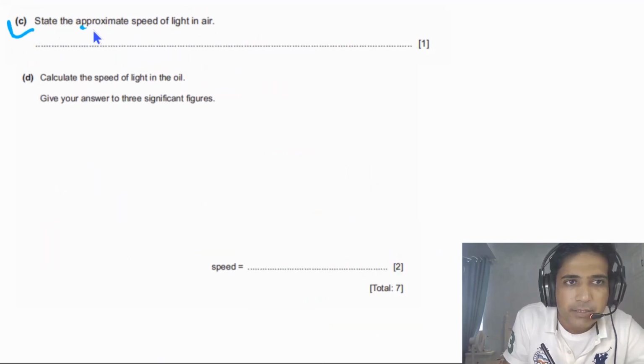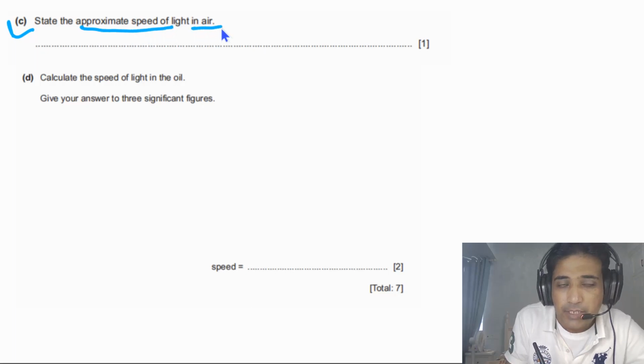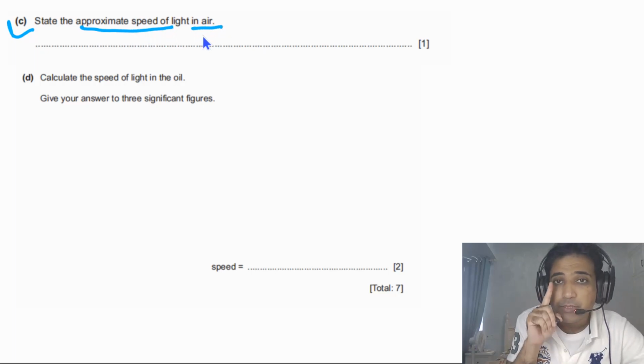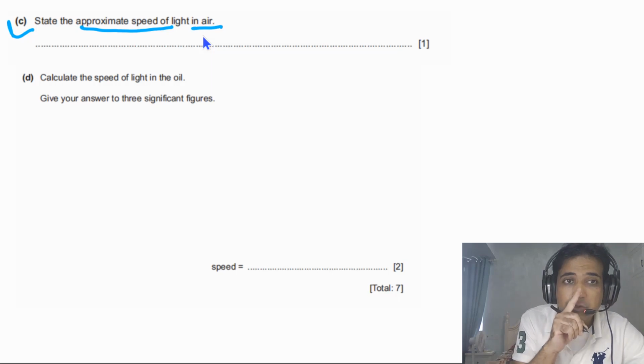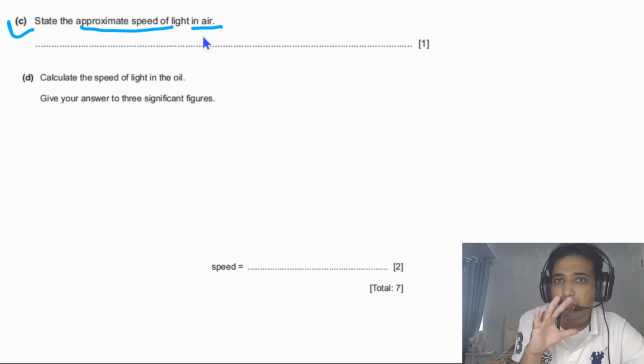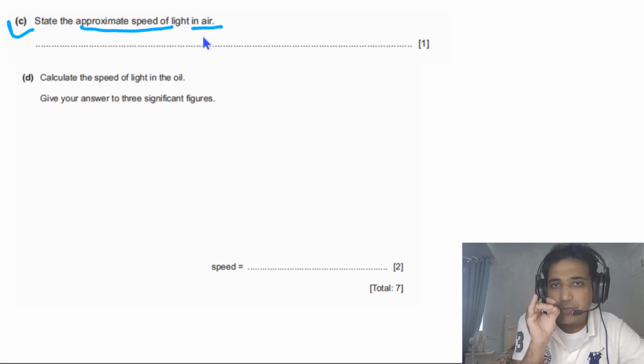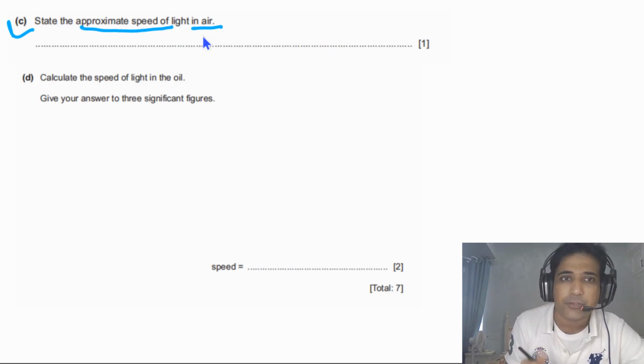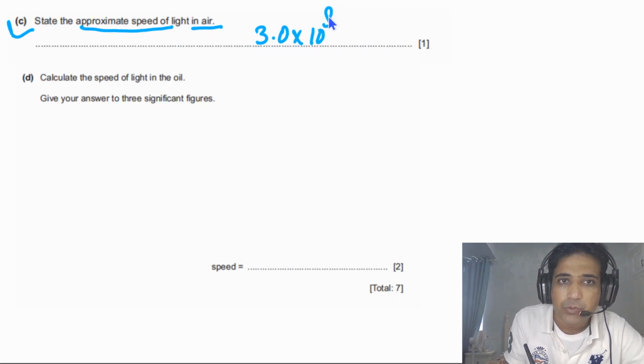Part C says state the approximate speed of light in air. Speed of light in different media is different. So the question is asking you the speed of light in air or the speed of light in vacuum. Approximately these two speeds are the same, but the speed of light in vacuum is the fastest, and the speed of light in air is a bit slower. But at this level we can assume the speed of light is the same in air as in vacuum. So we can simply say this is equal to 3.0 times 10 to the 8 meters per second.